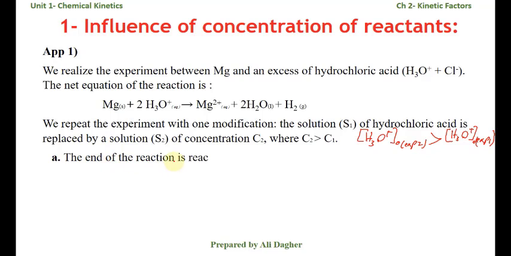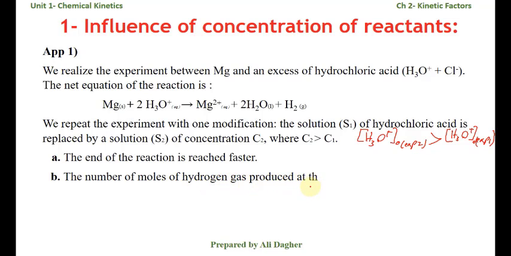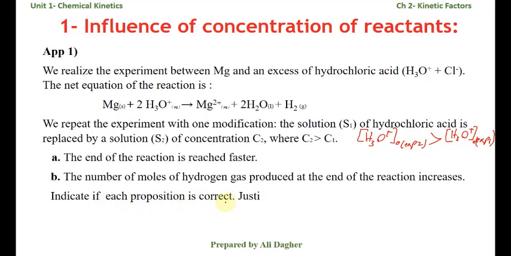The end of the reaction is reached faster. The number of moles of hydrogen gas produced at the end of the reaction increases. These are two propositions. The question is, indicate if each proposition is correct, and justify. If it is correct, why? If it is not correct, also why.